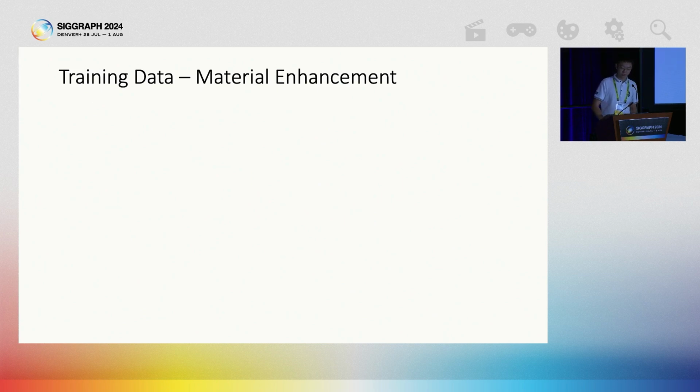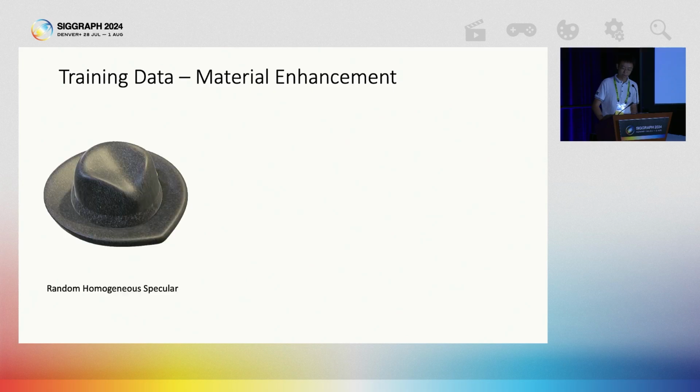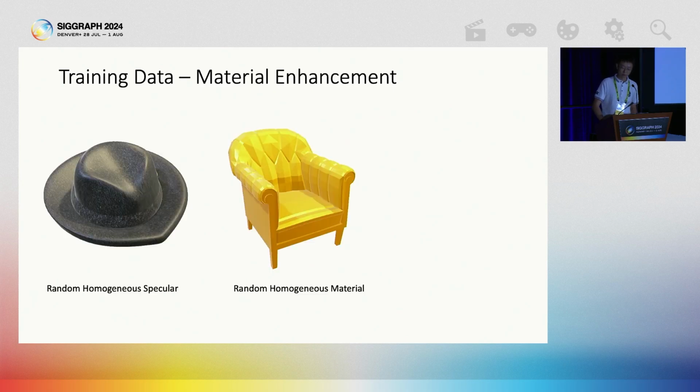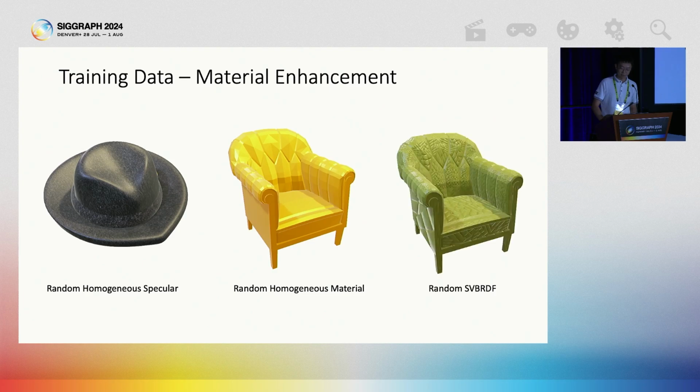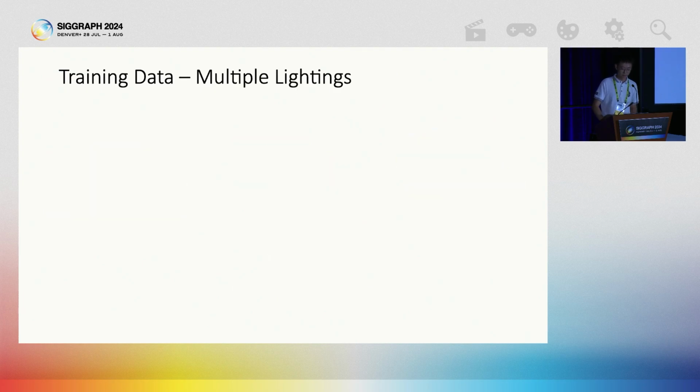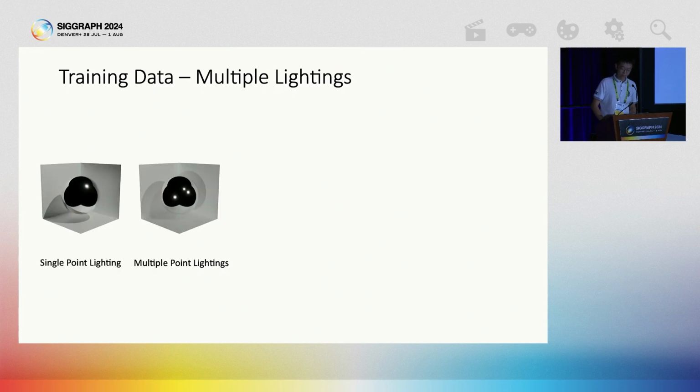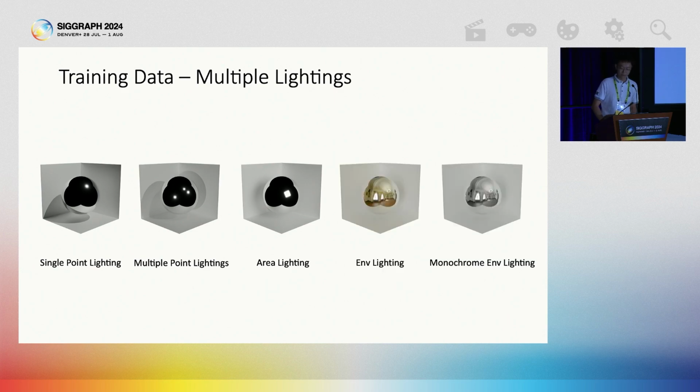To compensate for the limited diversity in the Objaverse dataset, we further enhanced the materials by assigning random homogeneous specular BRDFs with the original albedo maps, random homogeneous materials, and random SVBRDFs to selected shapes. Since the radiance hints are agnostic to a specific form of the lighting, we can easily include different types. During training, we cover a variety of lighting conditions from single and multiple point lights, area lighting, to environmental and monochrome environmental lighting.